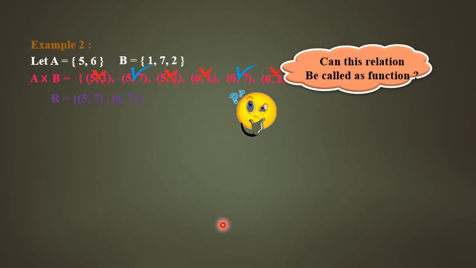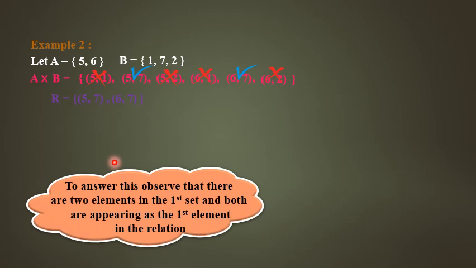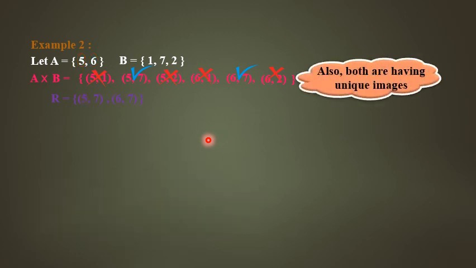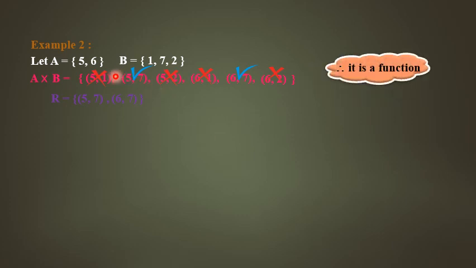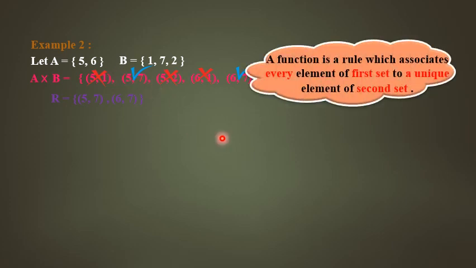Can this relation be called a function? Shall we call it a function now? To answer this, observe that there are two elements in the first set and both appear as the first element in the relation, 5 and 6. Also both have unique images. So, it is a function.